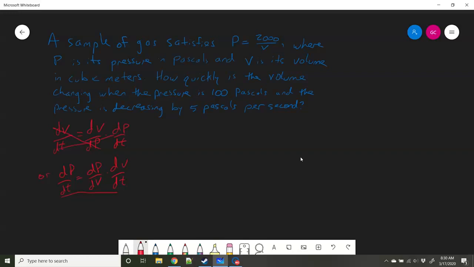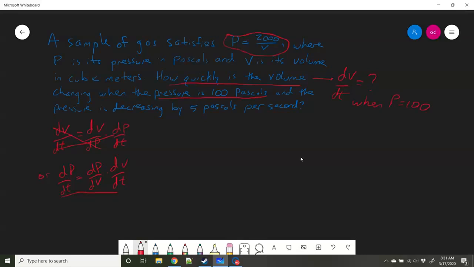So let's start by writing down all the information into mathematical notation. So we have this equation right here. Maybe I'll just circle that. That's a bit of math. The second half of that sentence just tells us about the units of the pressure and volume. So here's the question: how quickly is the volume changing? That's asking you to find dV/dt when the pressure is 100 pascals. So when P is 100.